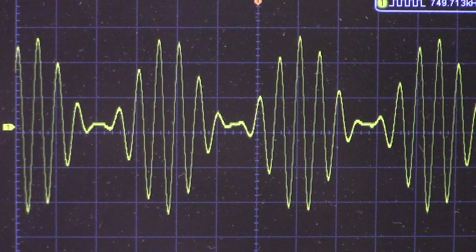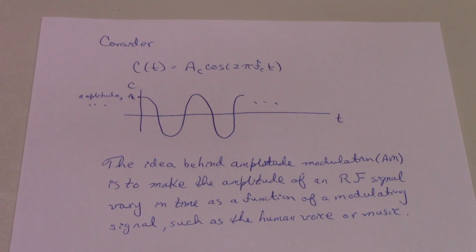In this video, we'll look at some of the math of AM in order to understand how sidebands arise. After the math, we'll illustrate the ideas with a function generator and oscilloscope in FFT mode. Let's get started. To start off with, let's consider just a simple signal.